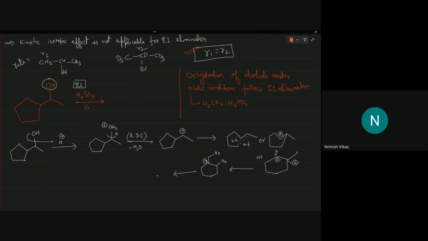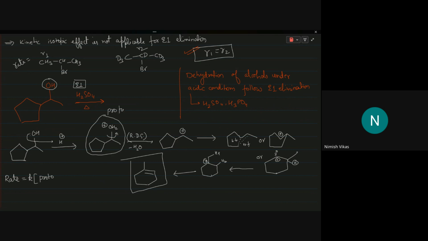HB, very good. So this will generate the major product. You can see I have drawn the E1 elimination reaction for alcohol using the mechanism. Also, one thing: the rate of this reaction is equal to K times the protonated alcohol. What is protonated alcohol? This is the protonated alcohol.